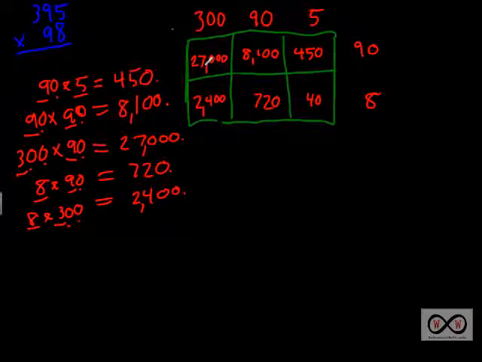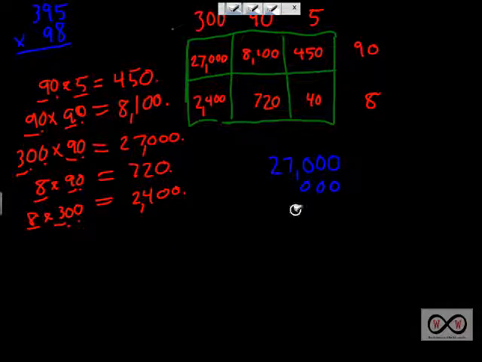We've got 27,000. I want to line up these by place. We need to do that anytime we add or subtract numbers. That was, oops, I made a mistake there. It's all right to make mistakes. We all make mistakes. That's how we learn. So fix that mistake, kind of learn from it, and move on.